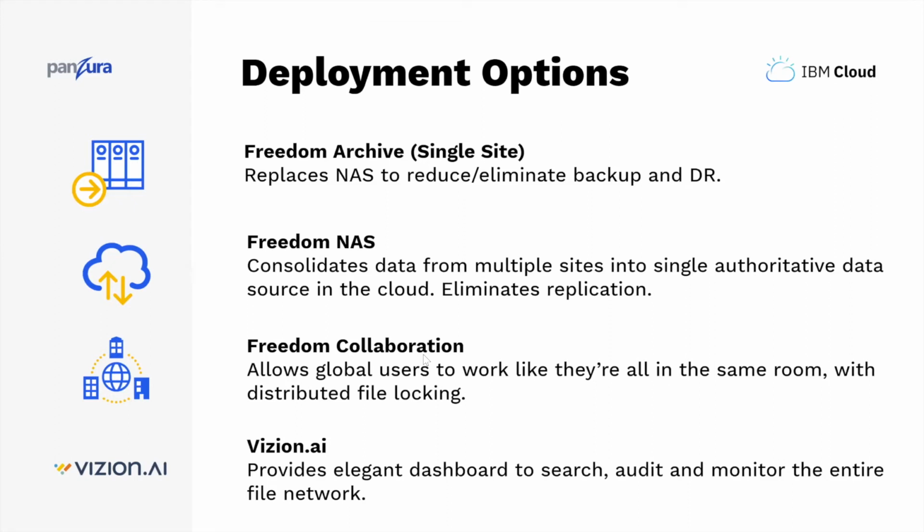We have several layers of deployment options for pricing. Our Freedom Collaboration is what I've been talking about, that has byte level locking. You can do multiple sites. Every file can be open for read and write in all sites, as long as the application obviously supports that. Freedom NAS can support multiple sites, but only one site can have any individual file open for read and write. But that's obviously at a lower cost. And then even lower cost is a single site if you want to just do NAS as an archive to one location, then that's what we call archive.